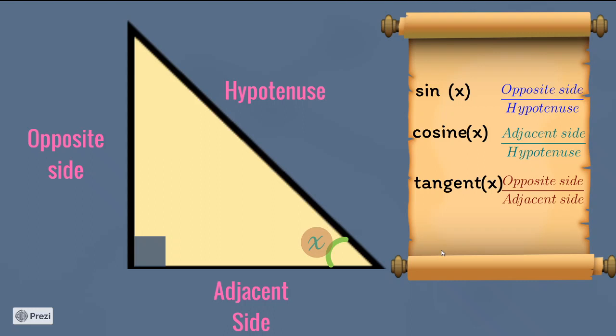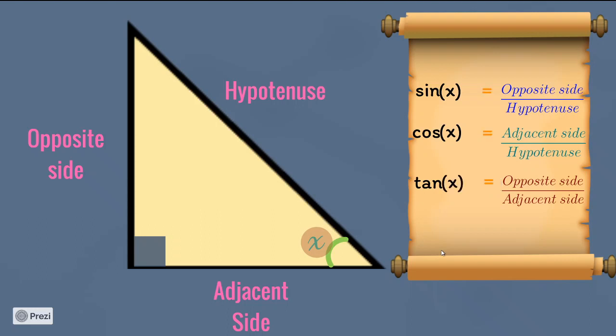You call it sine itself. And then cosine, take the first three letters, that is cos. Tangent, take the first three letters, and that is tan. So sine of x, cos of x, and tan of x.